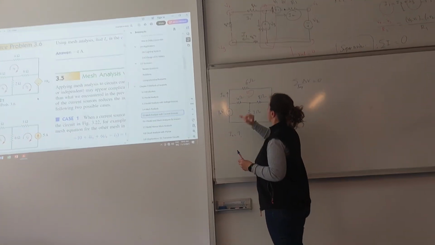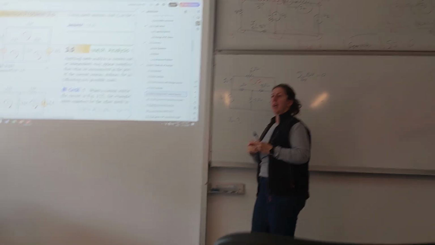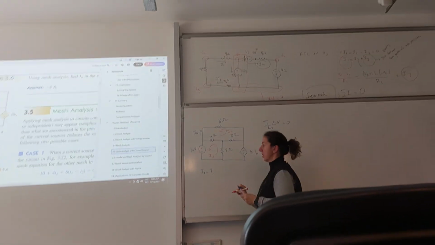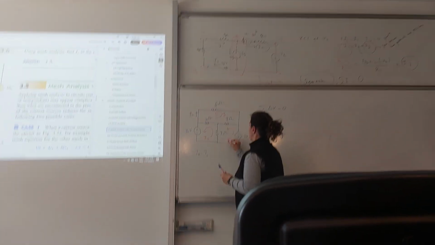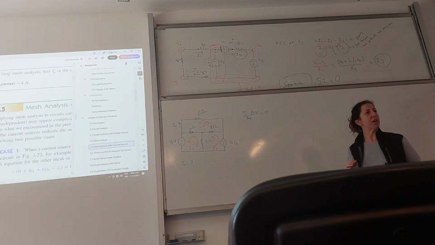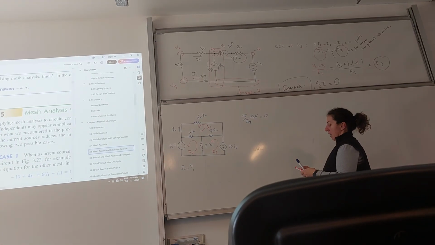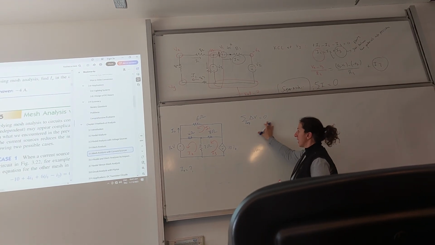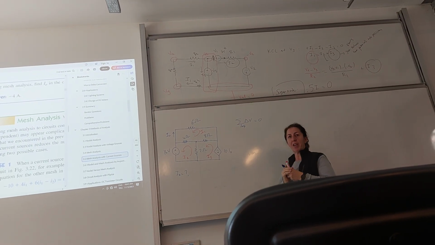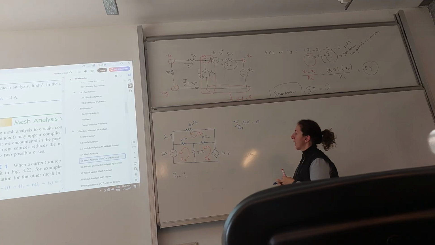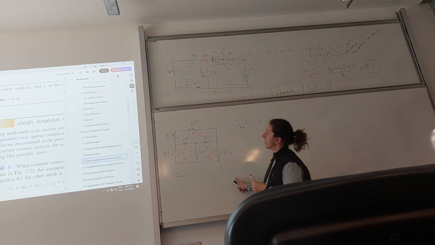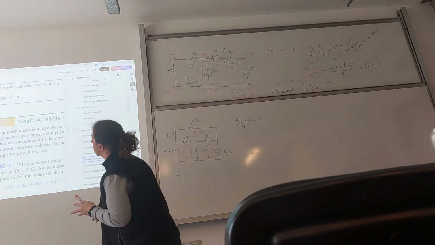I'm saying that this is my first mesh current. This is my second mesh current. This is my third mesh current. I just choose the other way around, but the idea is the same. For each loop, for each mesh, I'm going to write KVL, and then we will obtain 3 equations for 3 unknowns that we have.